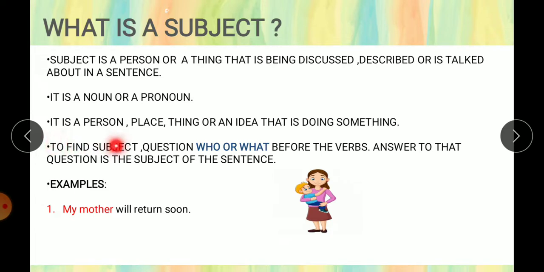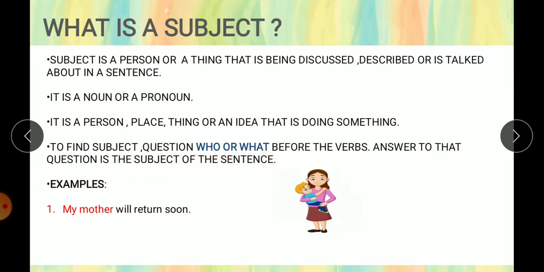Now, to find the subject in a sentence, what are you supposed to do? You question who or what before the verb. So the first step will be to find the verb, and then before the verb, what are you supposed to question? Who or what. So whatever answer you get to this question is the subject of the sentence.